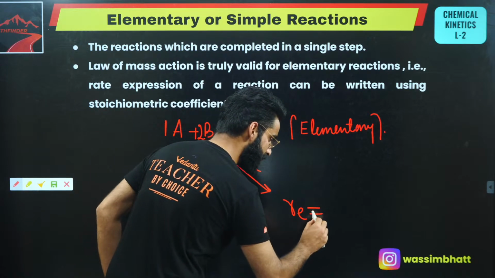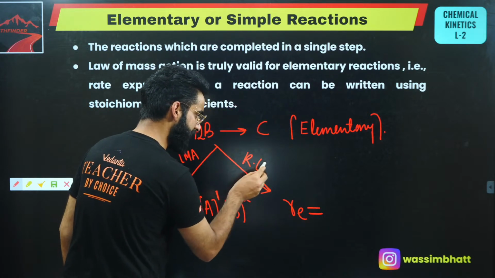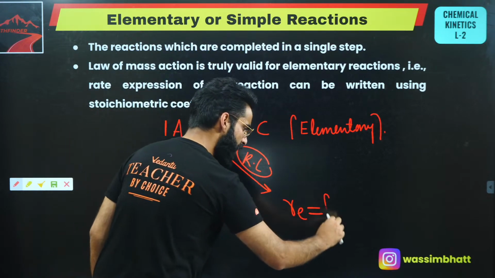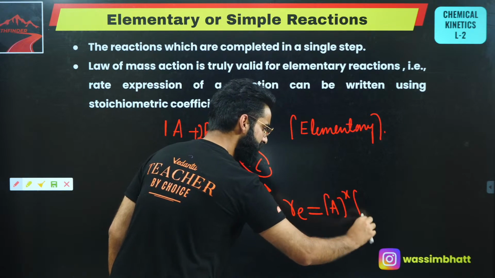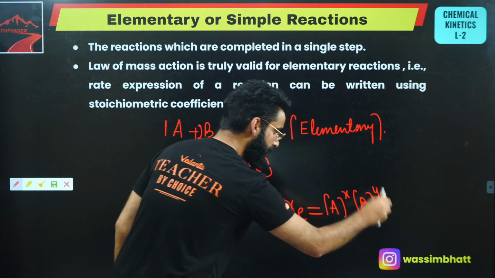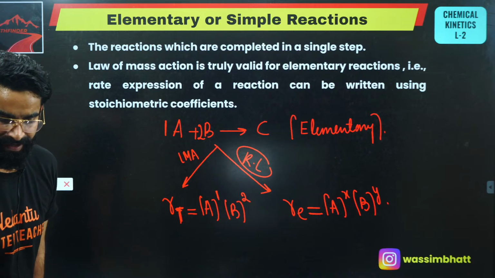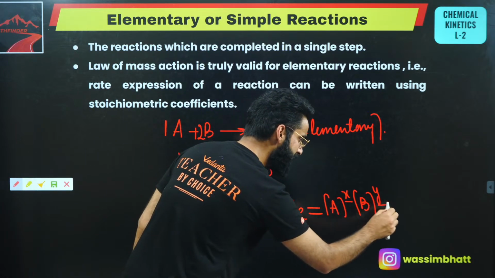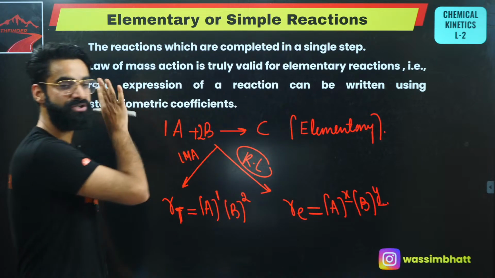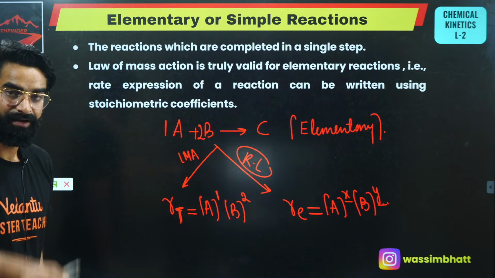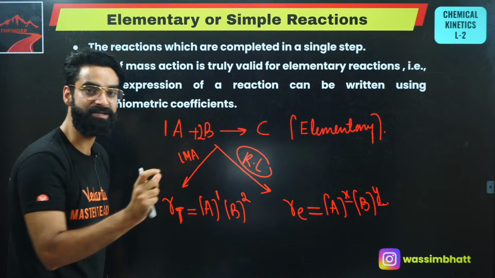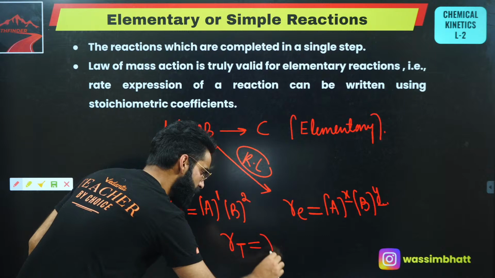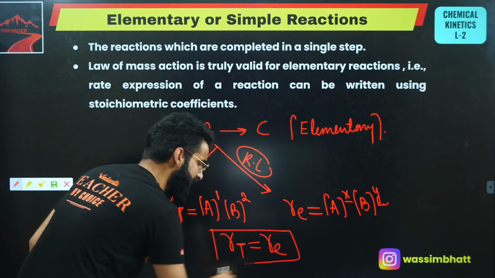But if I'm writing the rate law, the rate of the reaction calculated by using the rate law, that's what I call the experimentally determined rate, which will be the concentration of A raised to power X multiplied by the concentration of B raised to power Y. But remember, in case of elementary reactions, this X and Y are basically the powers of the reactants. What is meant by that? In case of elementary reactions, the theoretically determined rate of reaction is always equal to the experimentally determined rate of reaction.